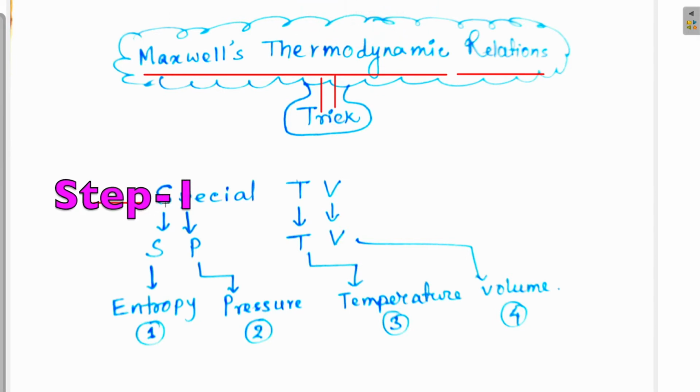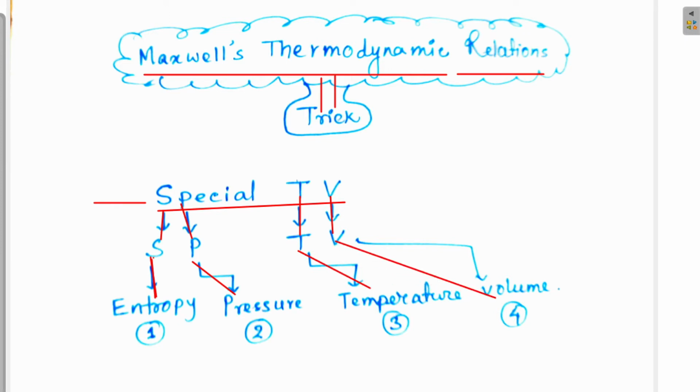So the first step is to remember a simple sentence, which is "spatial TV". From this sentence I'll take four letters: S, P, T, and V. S stands for entropy, P for pressure, T for temperature, and V for volume. As numbering, I will number entropy as 1, pressure as 2, temperature as 3, and volume as 4. So this is step 1.